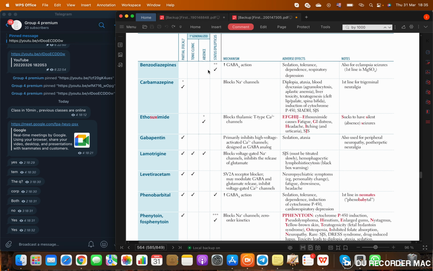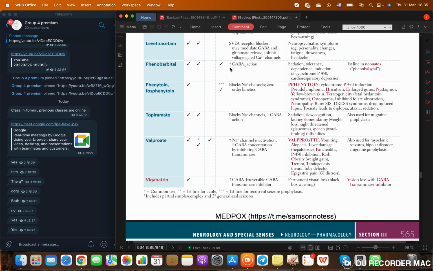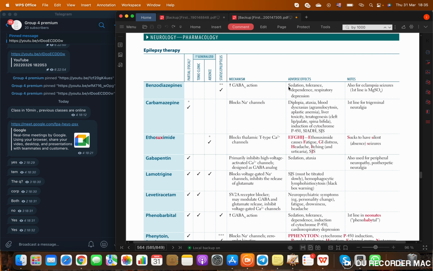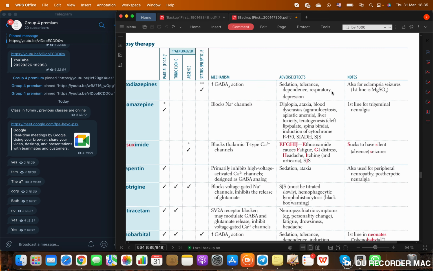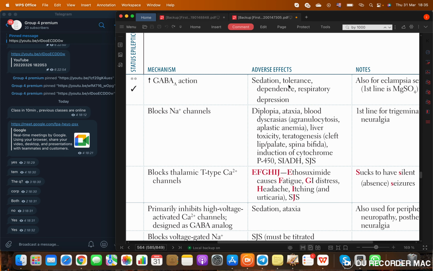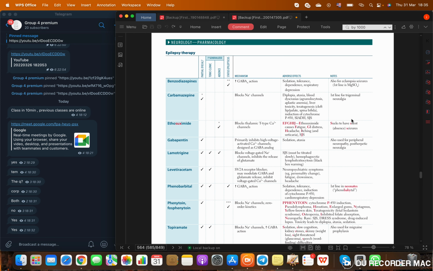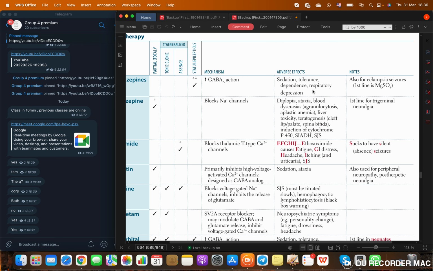So for status epilepticus, you can use benzos. They write here: first line for acute and first line for recurrent seizure prophylaxis. It has a GABAergic action. Remember, the GABA neurotransmitter is inhibitory, so you will have sedation. Sadly, sometimes you will have tolerance, meaning if you keep using it, it will stop working. And dependence. Why? Benzos make you happy. They relieve your anxiety and make you a little bit euphoric, so people might abuse them and become dependent on them. And respiratory depression. This is actually serious because this could be a reason of death.